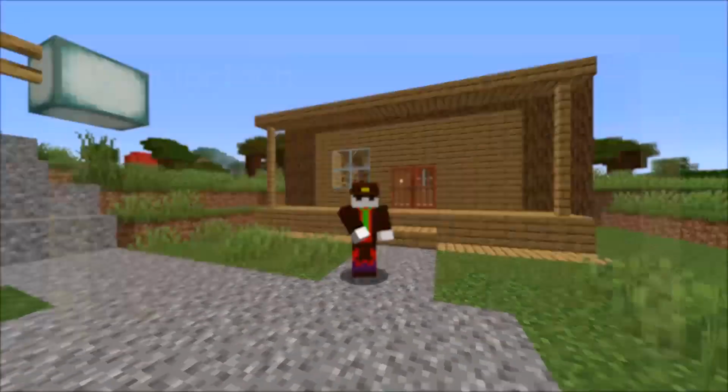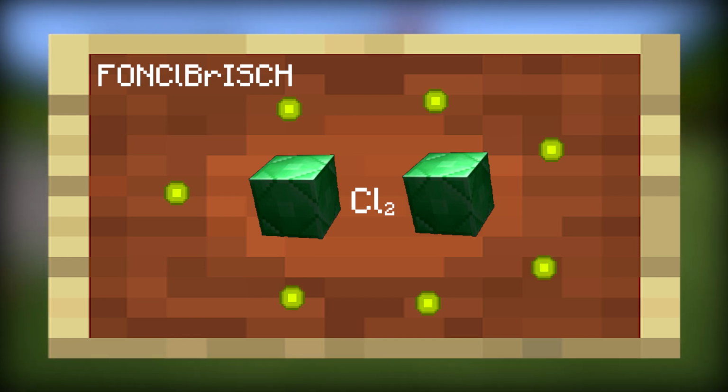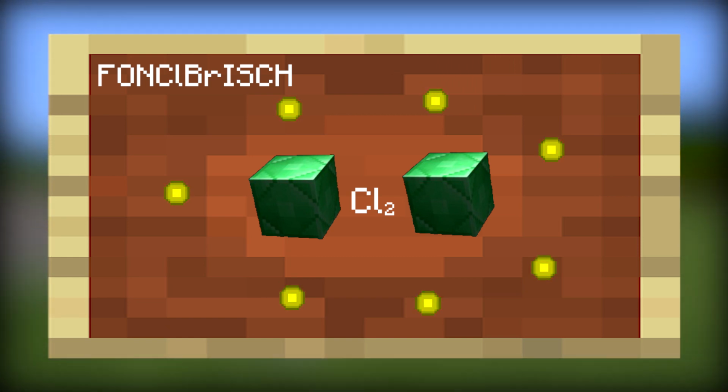On the other hand, if you look at a nonpolar covalent bond, such as chlorine gas, you'll notice that the electrons are evenly distributed between the two atoms because they have similar electronegativity values.